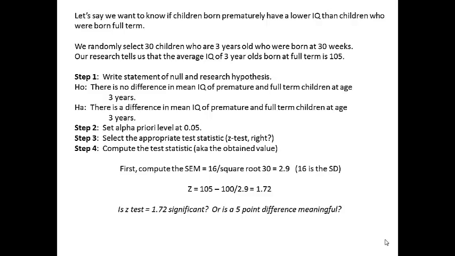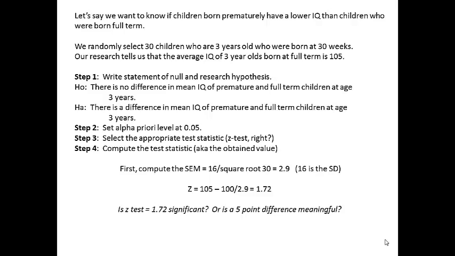So we write a statement of null and research hypothesis. We hypothesize there's no difference in the mean IQ of premature and full-term children at age 3, or our research hypothesis is there is a difference in the mean IQ of premature and full-term children at age 3. We set our alpha a priori level at 0.05. We select the appropriate test statistic, and I've given that away because we're learning about Z-tests. And then we compute that test statistic, also known as the obtained value, and compare it to a table.